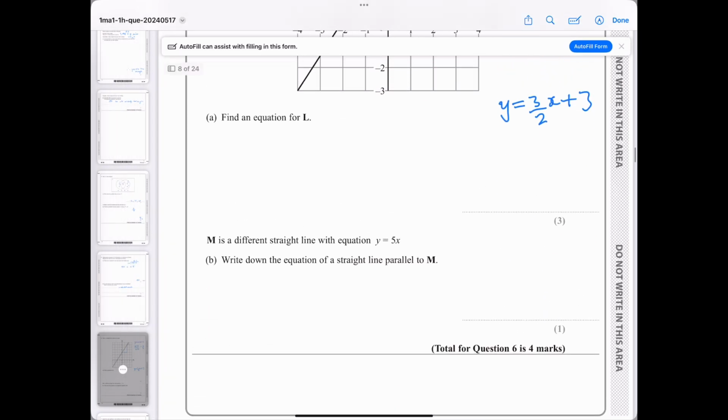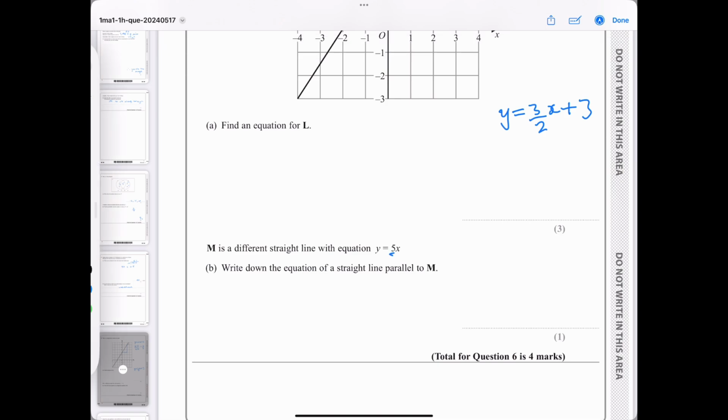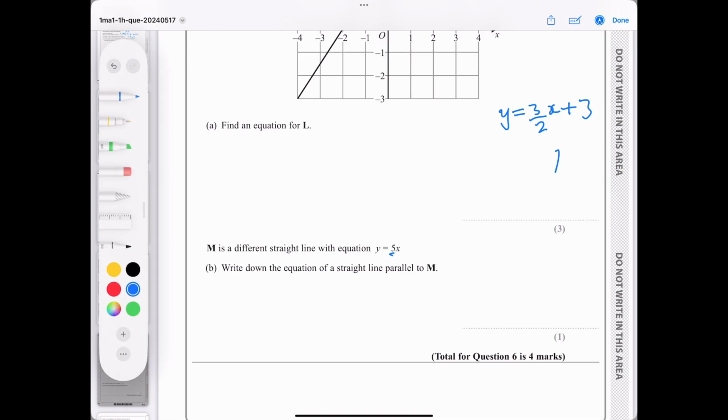M is a different straight line with the equation y equals 5x. Write down the equation of a straight line parallel to M. So that means you've got to have the same gradient. So you're going to say y equals 5x, and then you just need to go minus 100 or plus 3 or minus a half. You could put anything. And that is how you do that.